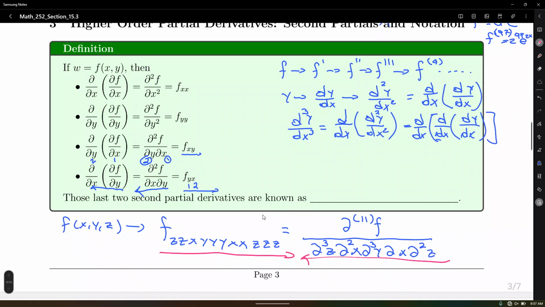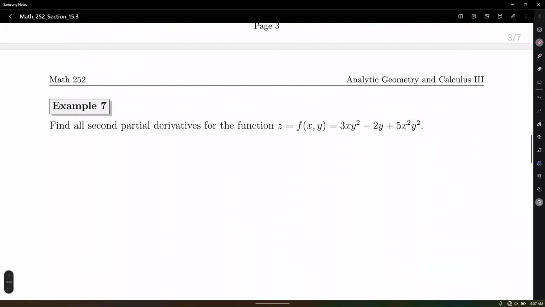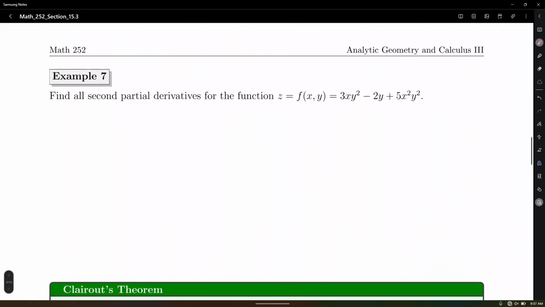All right, so let's have a look at an example. Of course, maybe nothing as crazy as this, something nicer, just so you can see the idea behind it. Okay, find all second partial derivatives for the function f of x y equals 3xy squared minus 2y plus 5x squared y squared. All right, so what are we going to do?